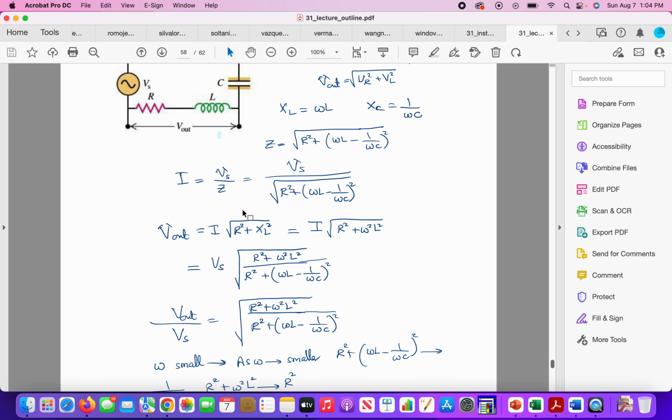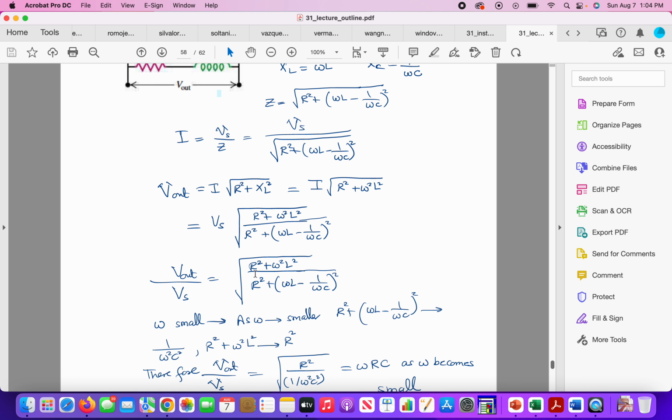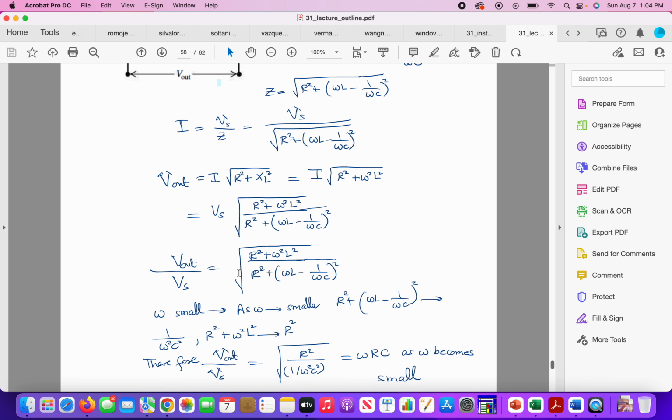I'm going to substitute the value of Vs here, the value of I, which is this one here, and also the value for Z. I combine this one and this one here, and then I will be able to say V out over Vs, this is going to be the ratio.